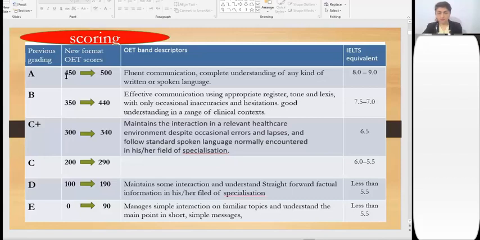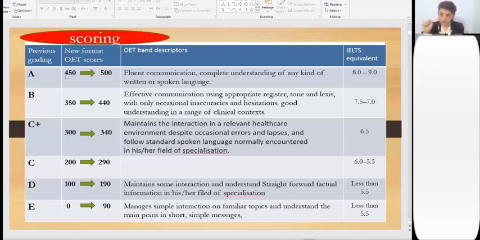Sorry, please ask me again. Okay. What is the range of scoring in the new format compared to the previous grading? For example, if you say, I need to get A, what range of score may you get? Okay.